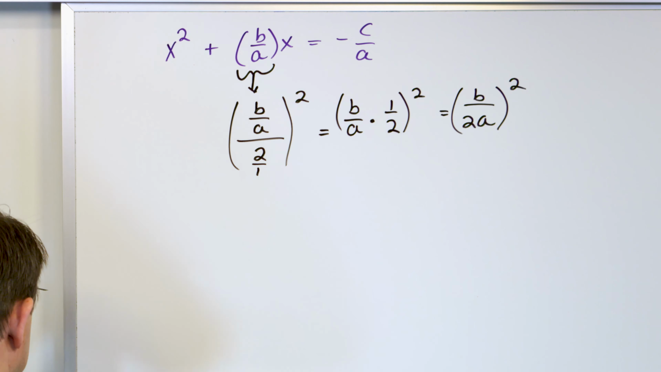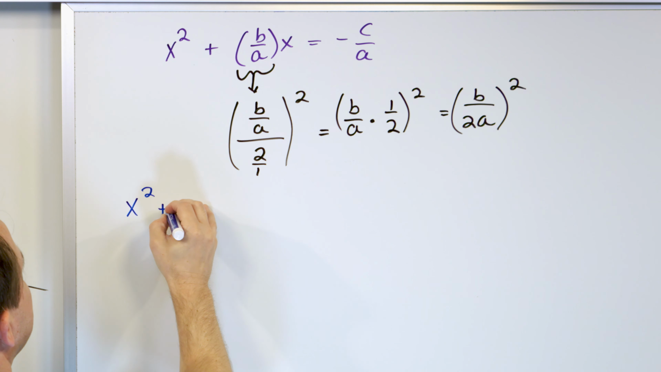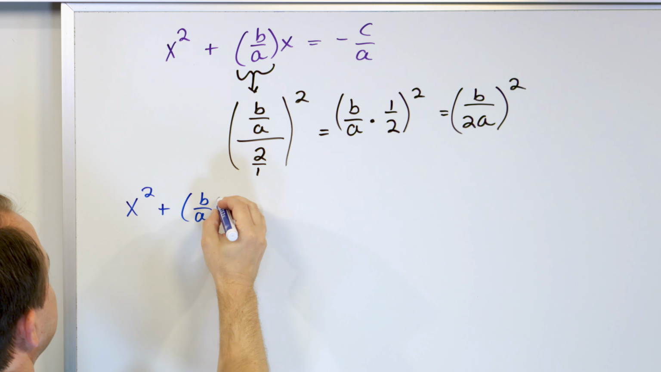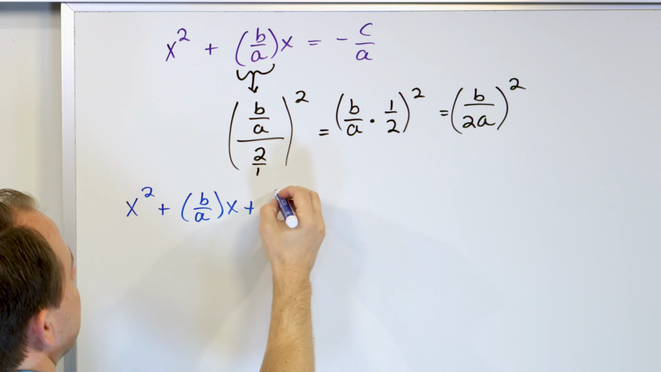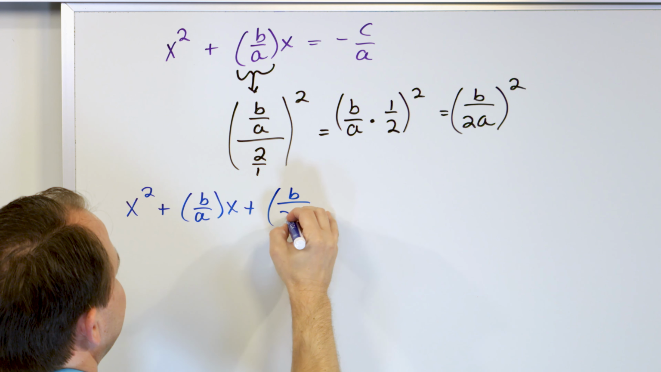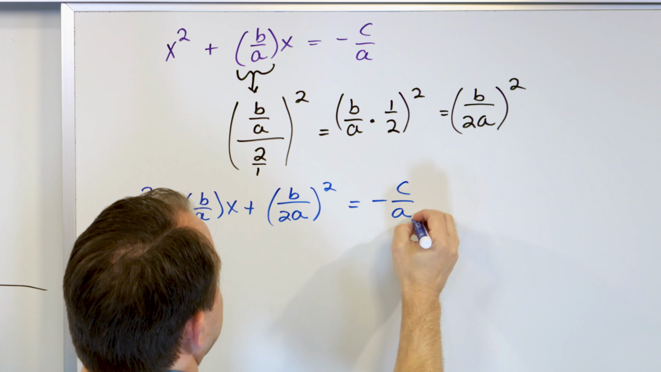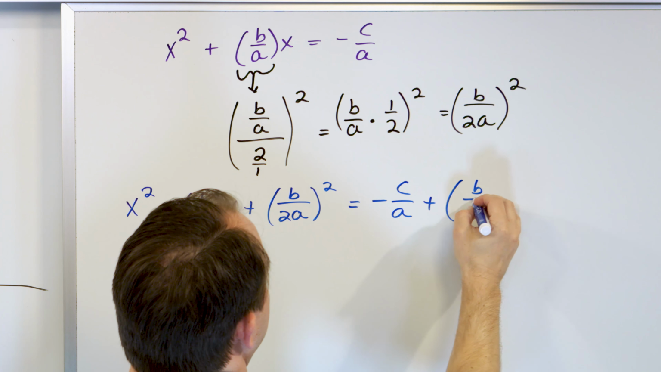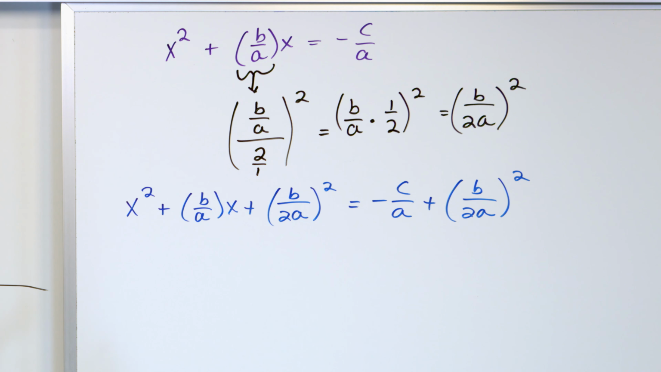So let me switch colors. And we're going to add that quantity to both sides. So it's going to be x squared plus quantity b over a times x, plus this thing, which is 1/2 of that coefficient squared, so b over 2a quantity squared, is equal to negative c over a plus b over 2a quantity squared. So I just added that to both sides of the equation, which is what I have to do.